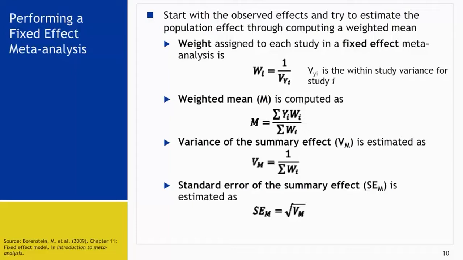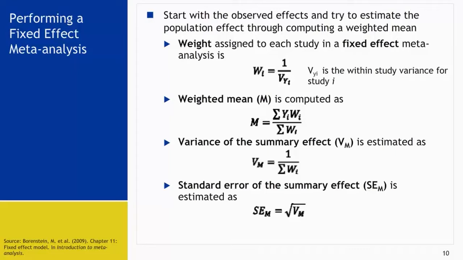And to do a meta-analysis, you start with the observed effects and try to estimate the population effect through computing a weighted mean. Okay? So you have that estimate from each individual study, and now we're going to take a weighted mean to try to figure out where those circles are. And the weight assigned to each study in a fixed effect meta-analysis equals the inverse of the within study variance. That's the first equation on this slide. Wi equals the inverse of the variance for that study i. So now you get the weight for each study, which is the inverse of the within study variance.